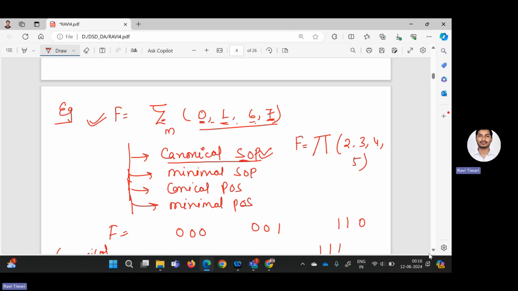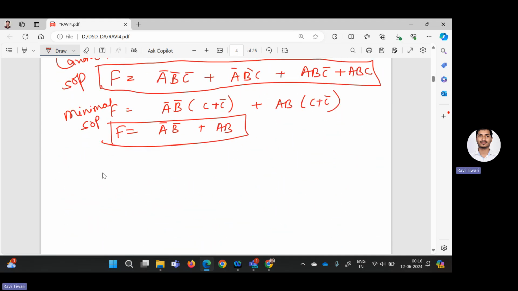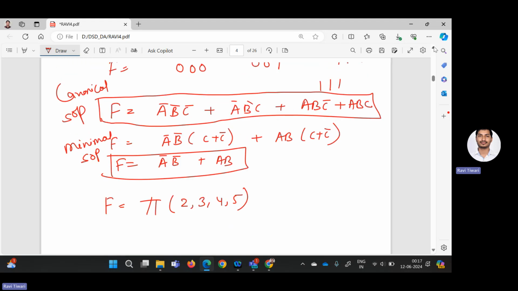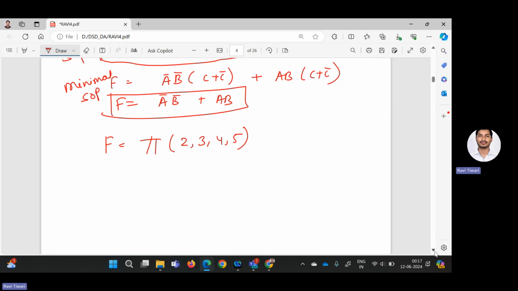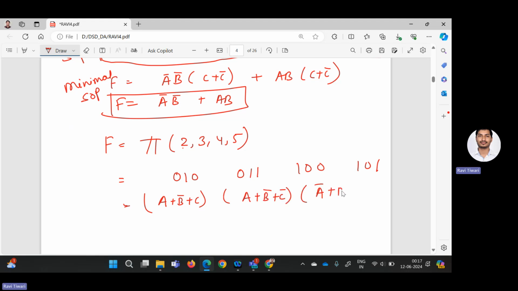So now I got the expression and we can write down the canonical POS form. Here F is given as pi of 2, 3, 4, 5. Whatever terms are missing here indicate when the function value will be 0. Now we can write these terms: 2 is 0, 1, 0. 3 means 0, 1, 1. 4 means 1, 0, 0. 5 means 1, 0, 1. In the POS form, 0 indicates the normal form and 1 represents the complement form. So here it is A plus B bar plus C, A plus B bar plus C bar, A bar plus B plus C, and A bar plus B plus C bar. Right. So now we got the expression.